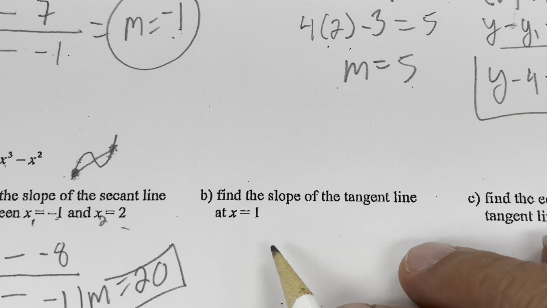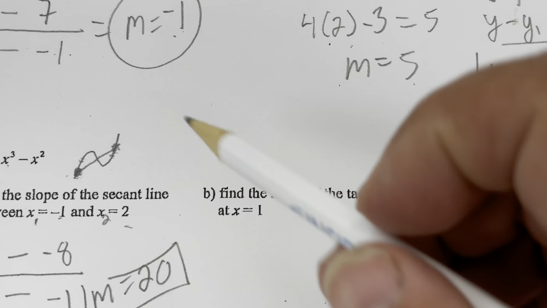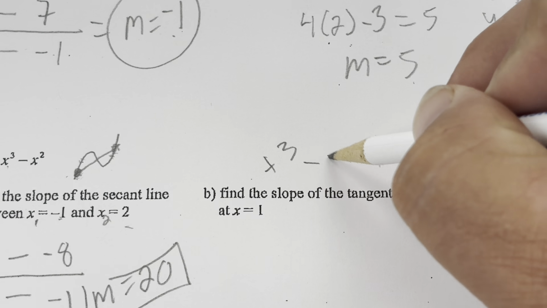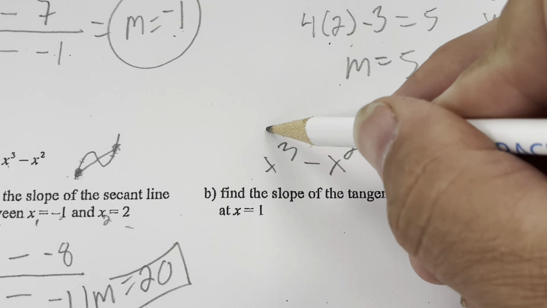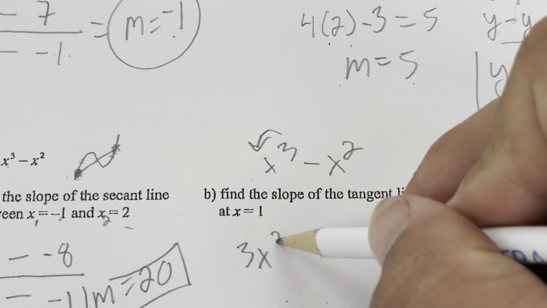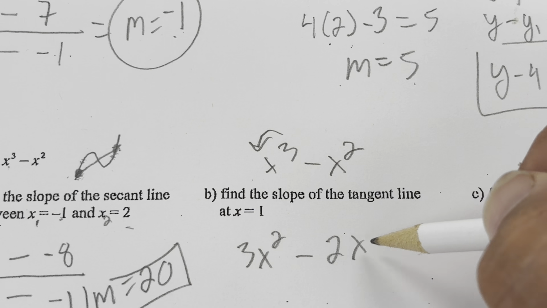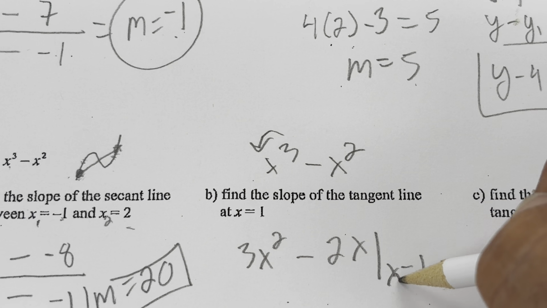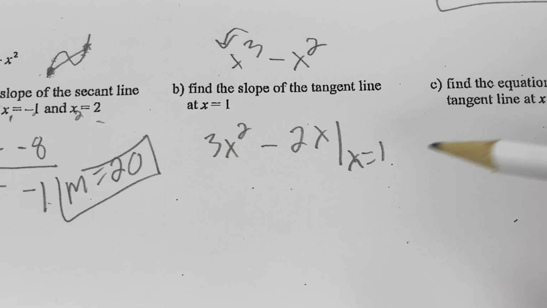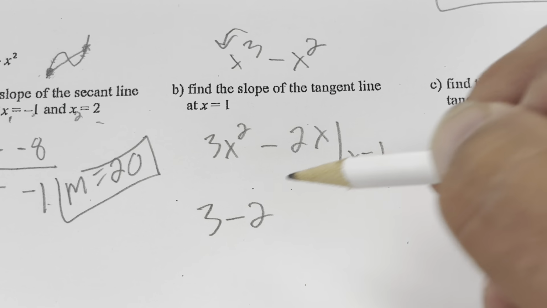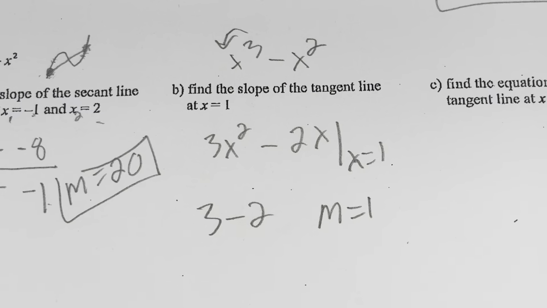Find the slope of the tangent line at x equals 1. So I'm going to take the derivative of x cubed minus x squared. So that would be 3x squared minus 2x evaluated at that x equals 1 is going to generate the slope. So when I plug in 1, that's going to be 3 minus 2. So the slope equals 1.